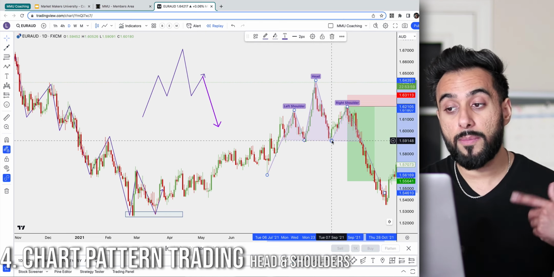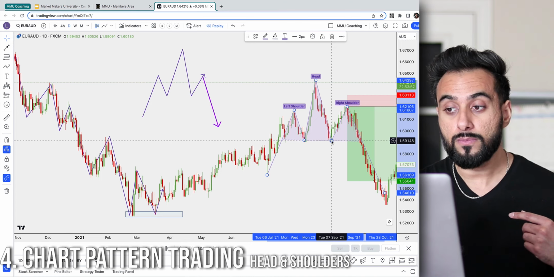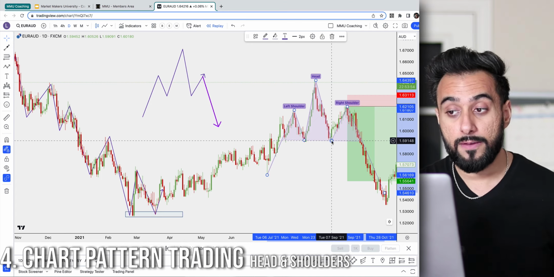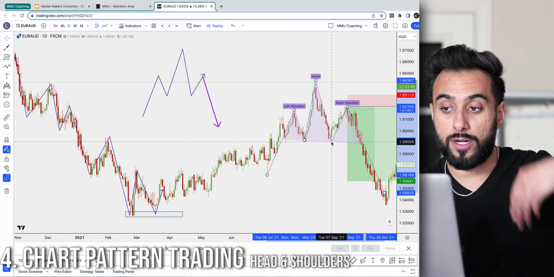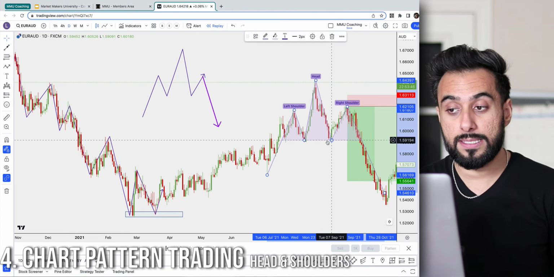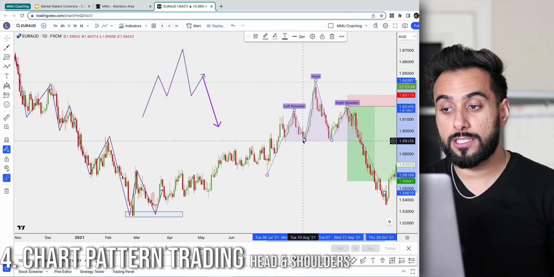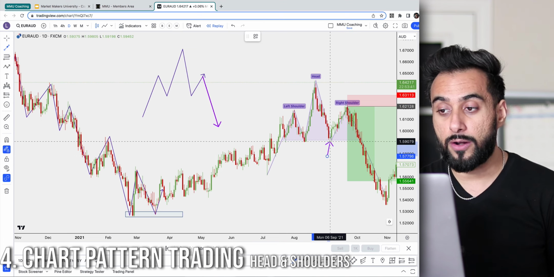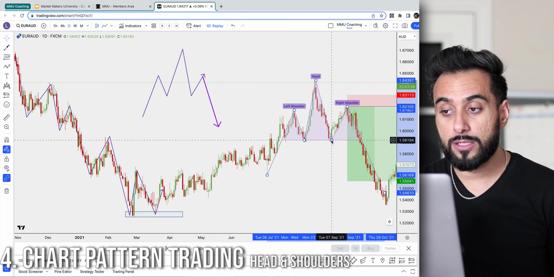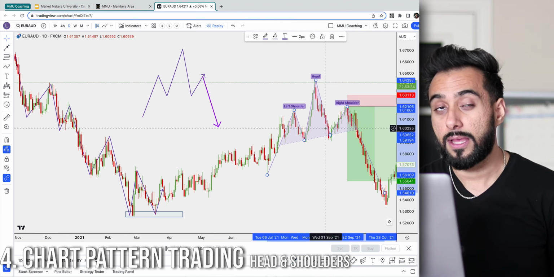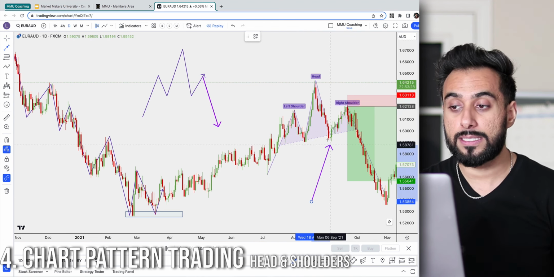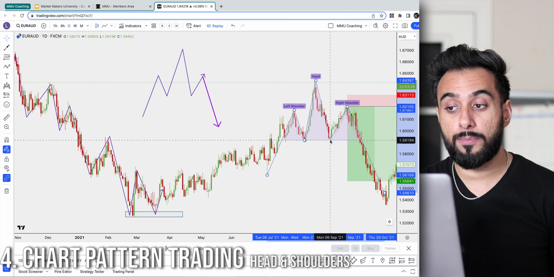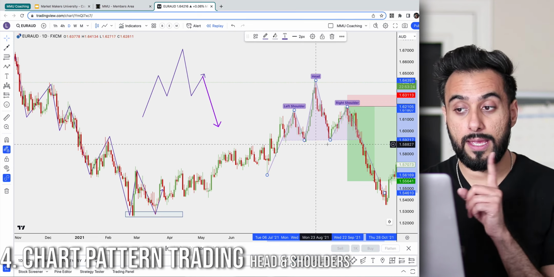You have a stronger probability that the pattern is going to work in your favor if this line is tilting downwards, or if this low is either equal or lower than this previous low. So it is a stronger pattern if this low is lower than this one, or if this is at an equal point of this one. But if this low was higher, something like this, it would still be considered a head and shoulders, but it wouldn't be as strong. So the strength of the head and shoulders depends on how low the second point is to complete what's called the neckline.